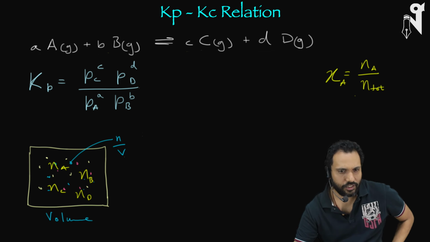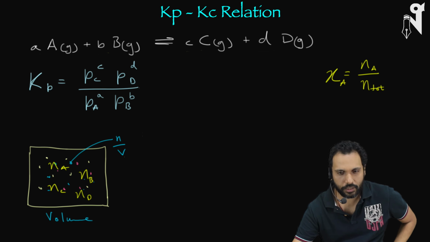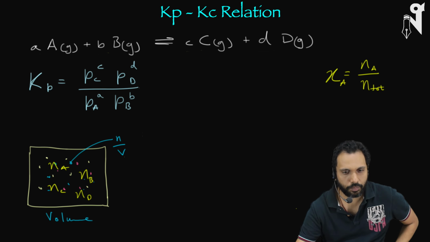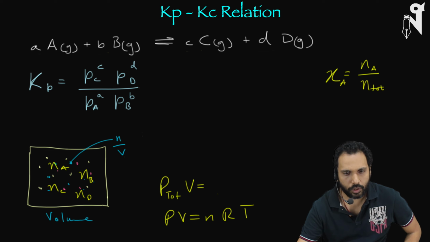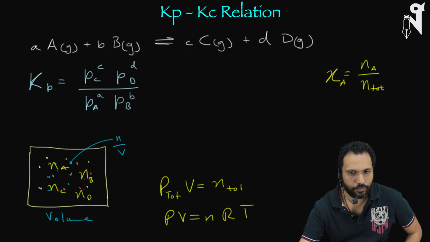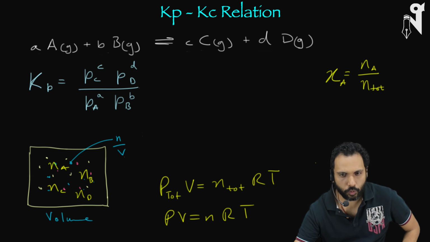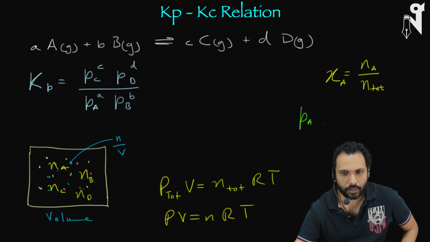And since it is a constant volume, using the equation PV equals nRT, your pressure is directly proportional to the number of moles. So your total pressure P, you have all done this earlier, so I'm just going through it very fast, will be total number of moles times RT. And if we talk about each partial pressure, I'll talk about only one. Partial pressure of A times the volume will be number of moles of A times RT.